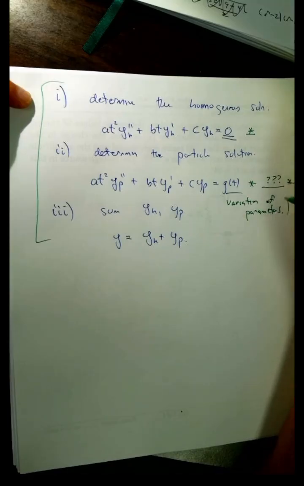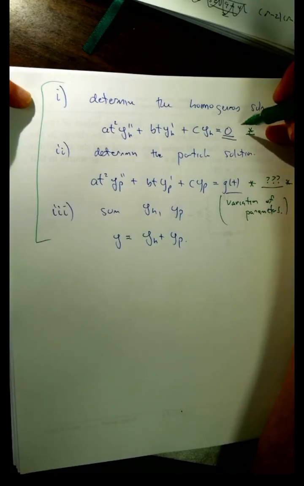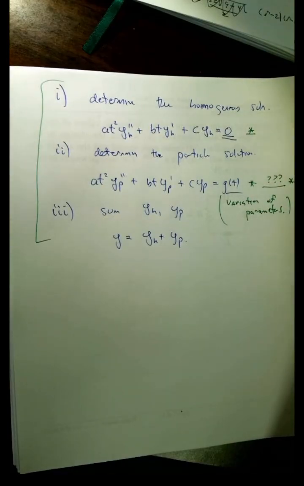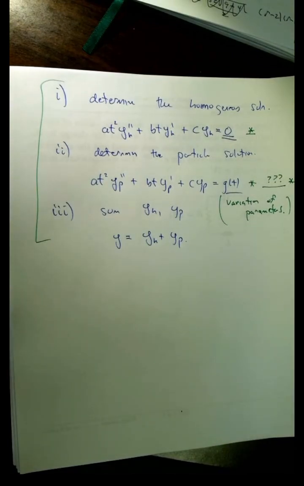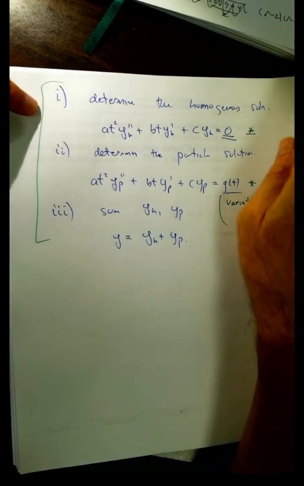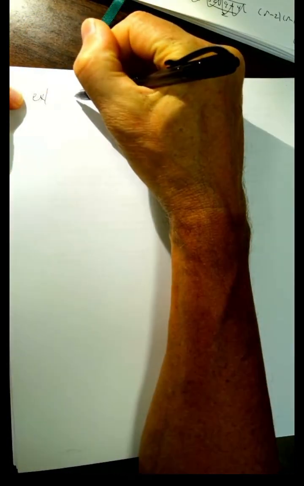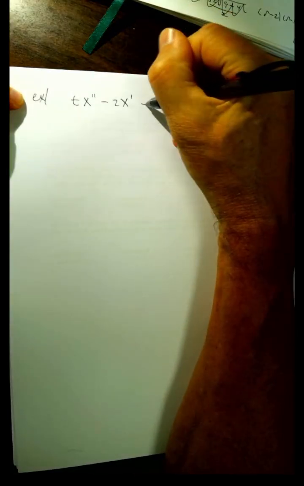And variation of parameters is going to be just like reduction of order, except that I'm going to use both homogeneous solutions and use that to figure out our particular solutions. Okay. So let's just do a quick example. And for this example, suppose we have t x double prime minus 2x prime plus 2 over t x is 0.